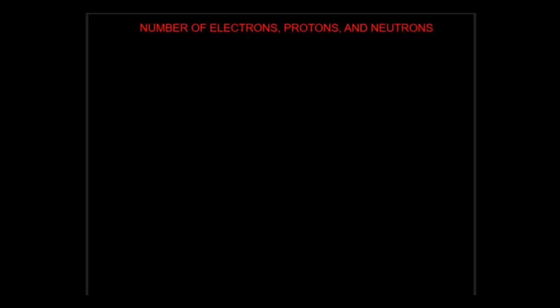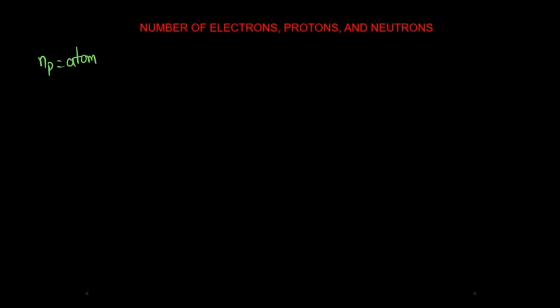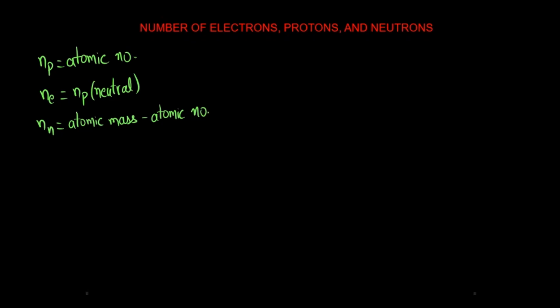To find the number of protons, look at the periodic table of the element, and whatever the atomic number of the element is, the number of protons is the same number. The number of electrons would be the same as the number of protons for a neutral atom, and the number of neutrons would be atomic mass minus the atomic number of the atom. You will get the atomic mass and the atomic number from the periodic table.